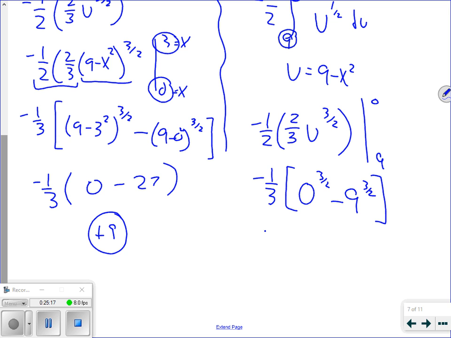And look what I get. Negative 1/3, negative 27, and I get the same exact answer as below, but I think it takes a lot less steps because you're not having to plug back in x at the very end. Okay? You can leave it in terms of u because it's a definite integral. This only works with definite integrals. If I'm just asking for the function, you've got to go back to x.